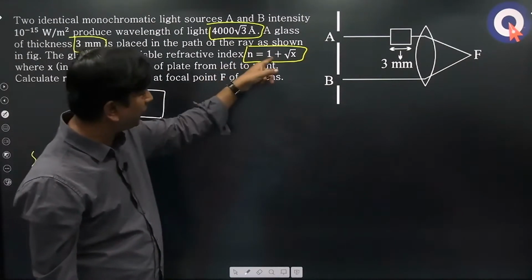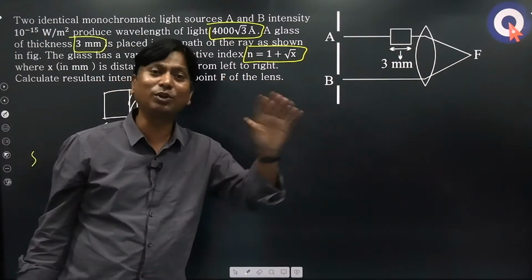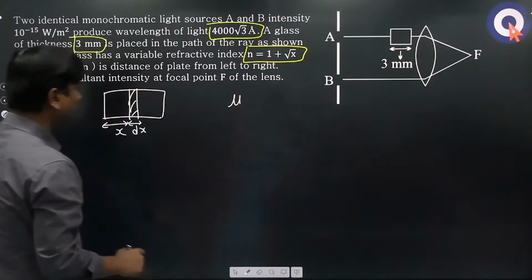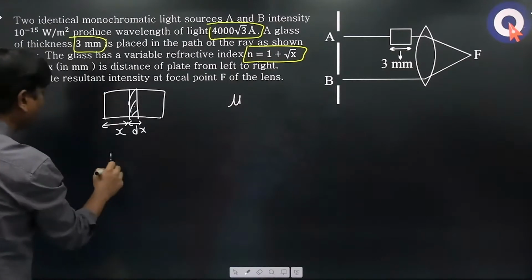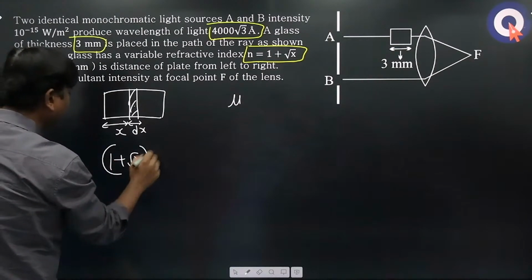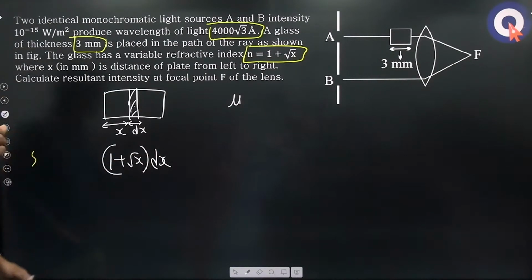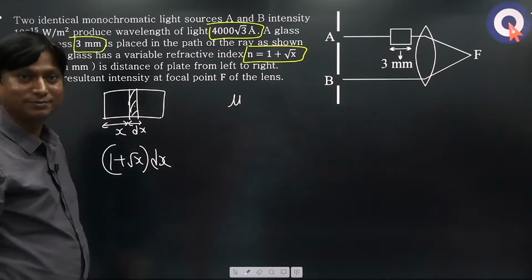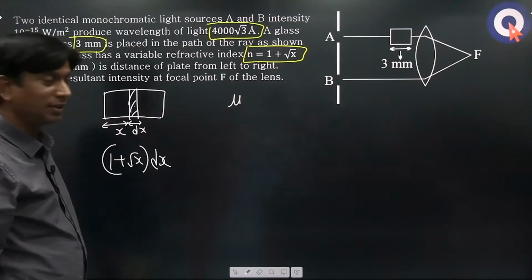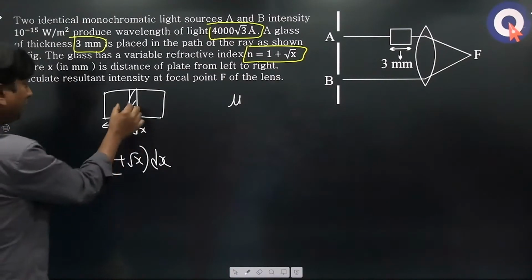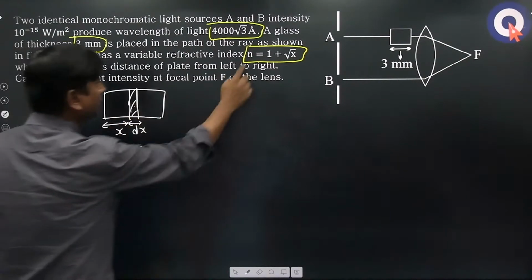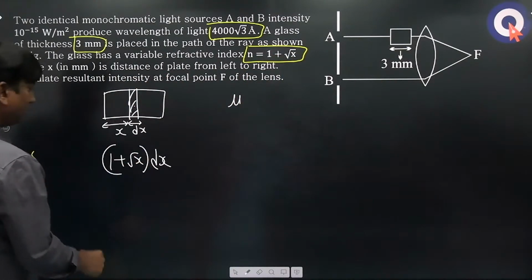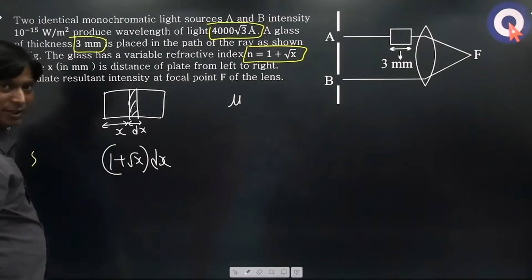For that, dx distance in a medium of refractive index nu is equivalent to how much distance in air? Definitely I told you, nu times. So nu, which is 1 plus root x, times dx, is the equivalent distance in air. Once again, there is a distance of dx in this medium, and that is equivalent to nu into that distance in air. That's what we are doing.